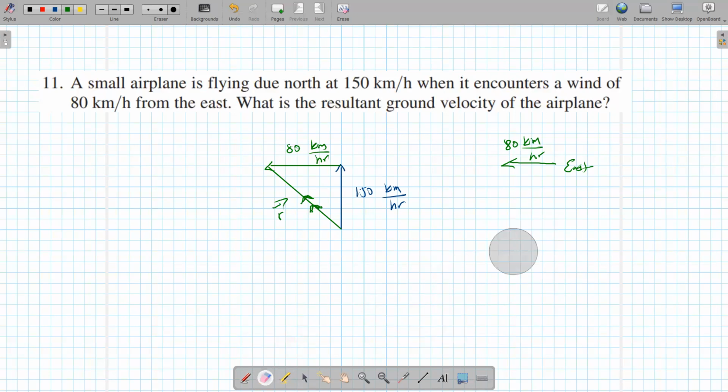Do you have to find the angle? Yeah, good question. Yes, you do. It may not be perfectly northwest. That would mean it's 45 degrees. Perfect northwest is 45 degrees, this angle. Just to be safe, we're going to find the theta there as well. So we want to find R. This is a right angle triangle. How do you find R?